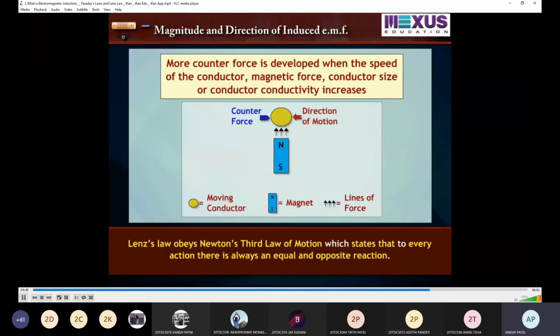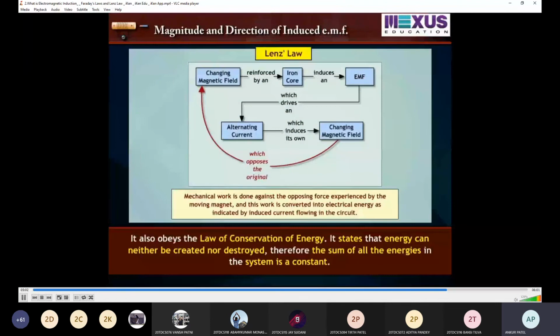Lenz's law obeys Newton's third law of motion, which states that to every action there is always an equal and opposite reaction. It also obeys the law of conservation of energy. It states that energy can neither be created nor destroyed. Therefore, the sum of all the energies in the system is a constant.